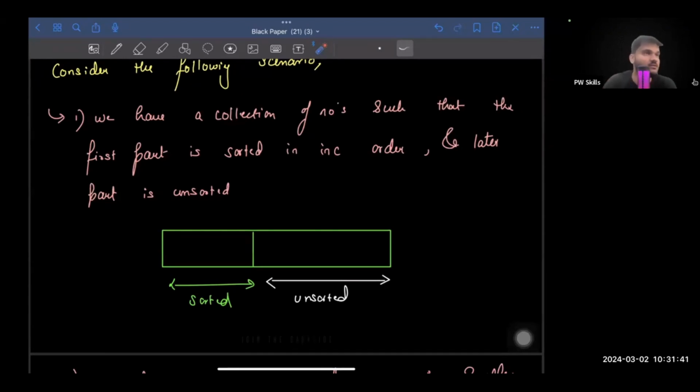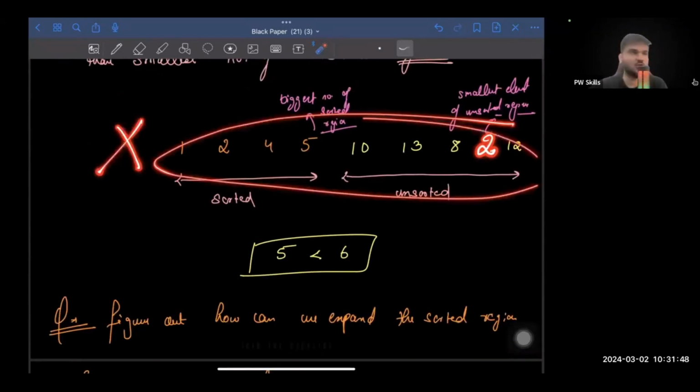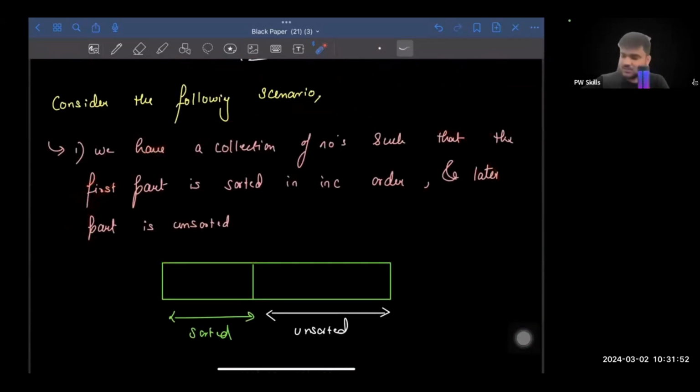Sanjeet is saying that, sir, what if you have a 2 here? Then this hypothesis is wrong, because I'm saying that we will always land up in a situation like this where the biggest number of the sorted region is lesser than the smallest number of the unsorted region. We have to abide by this situation.